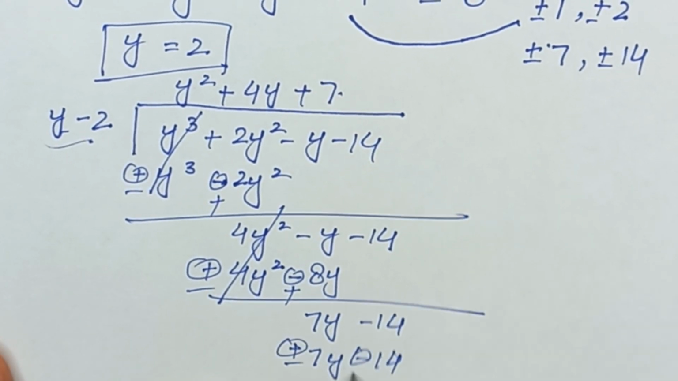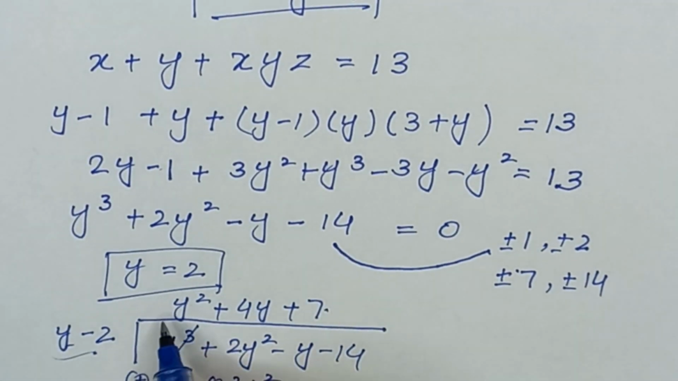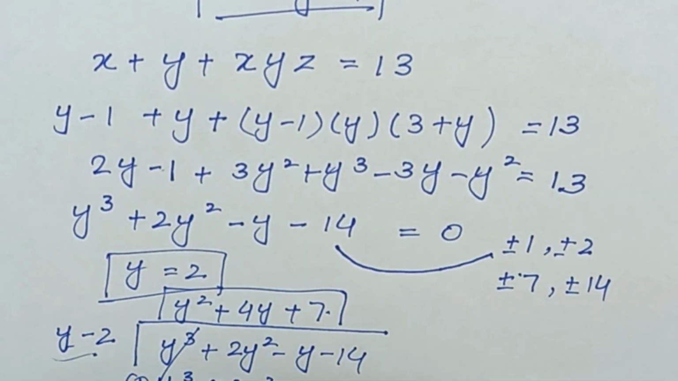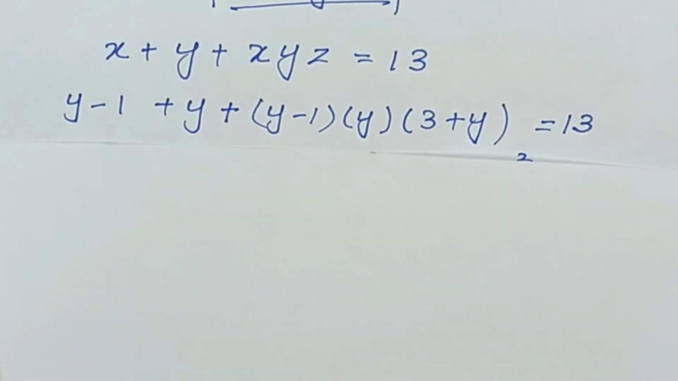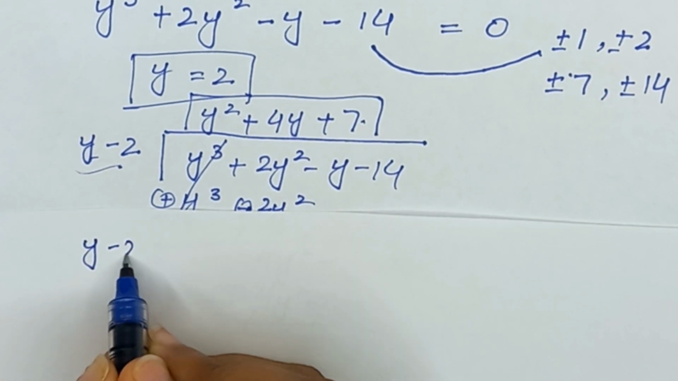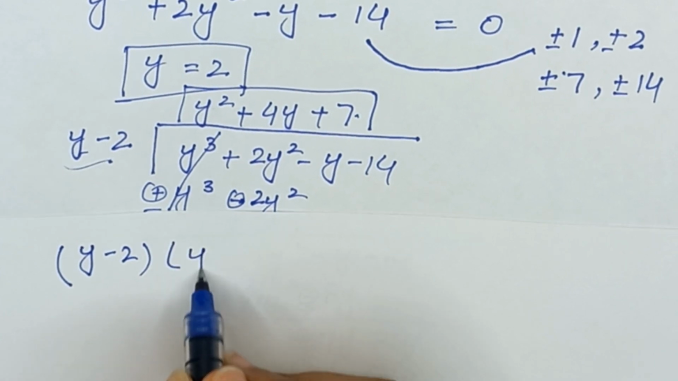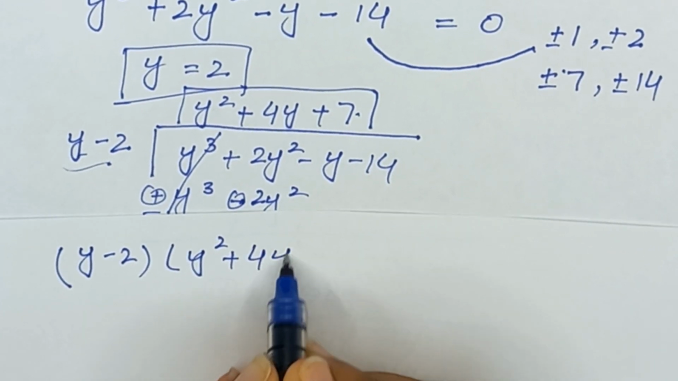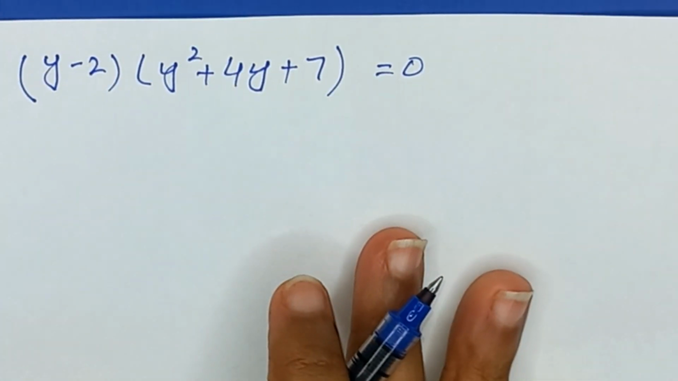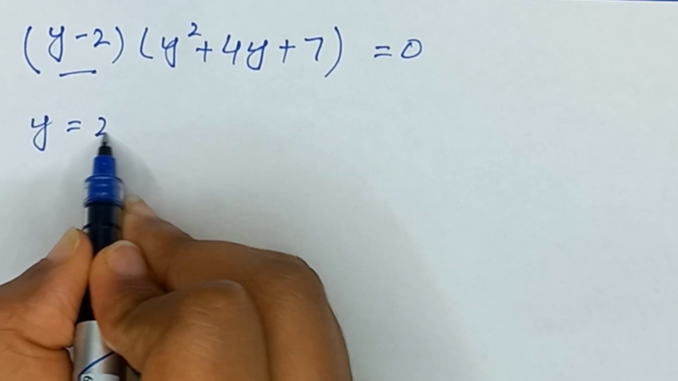Change its sign, so it will give us remainder 0. So another polynomial is y square plus 4y plus 7. So here we have y minus 2 is one of the factors, and the other polynomial is y square plus 4y plus 7 is equal to 0. So from here y will be equal to 2.